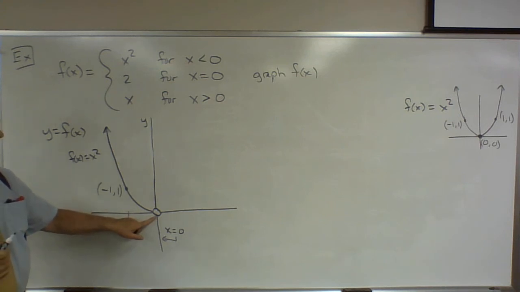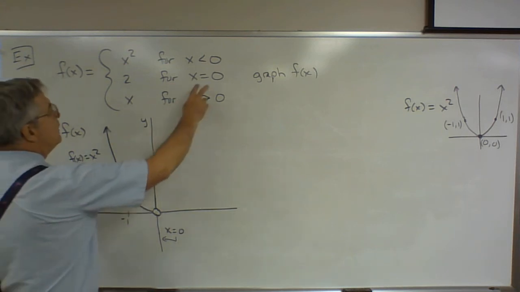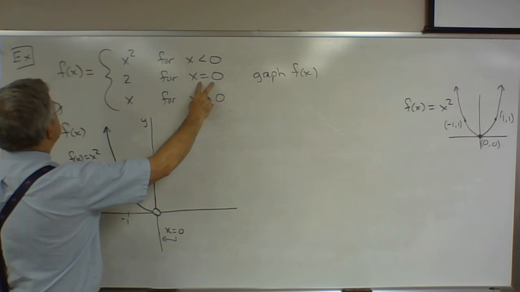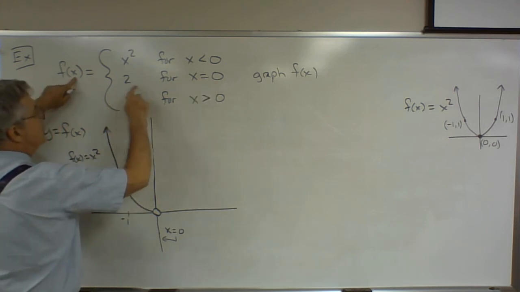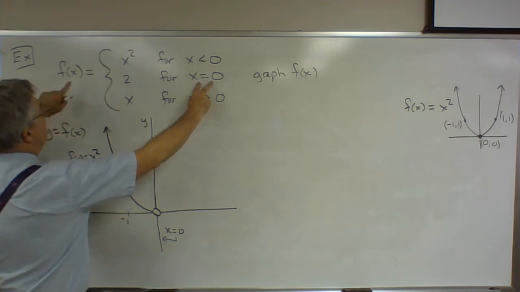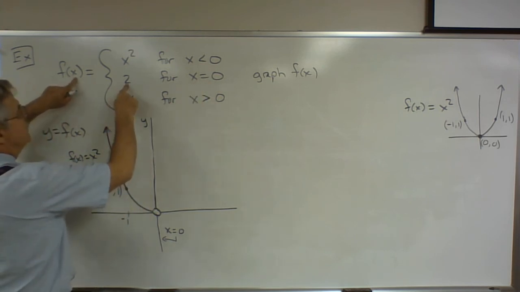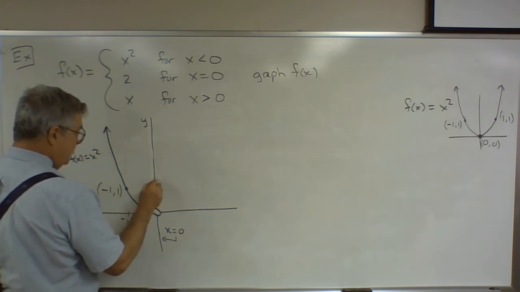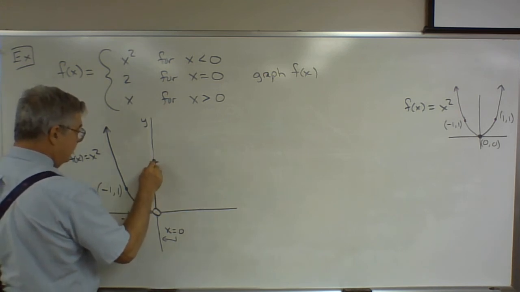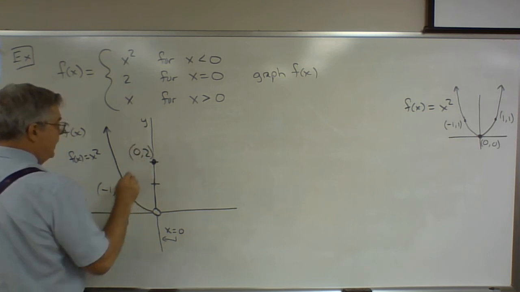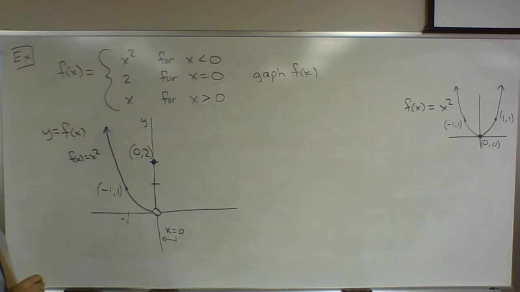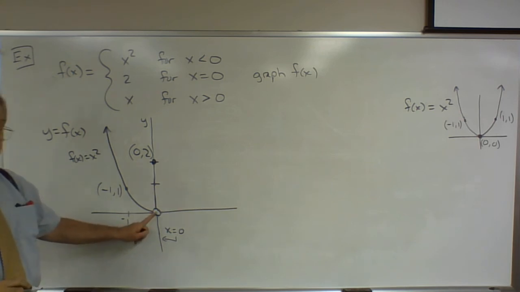What is the y value, or the f of x value, when x is 0? Here it says when x is 0, y equals f of x is 2. Ooh. When x is 0, f of x, the y value, is 2. So here's a point on our graph. x equals 0, y equals 2. So the origin won't be a point on our graph in this case.